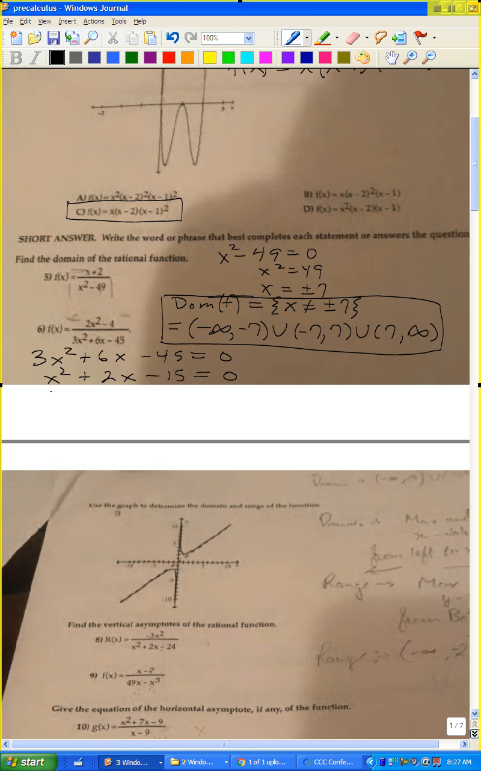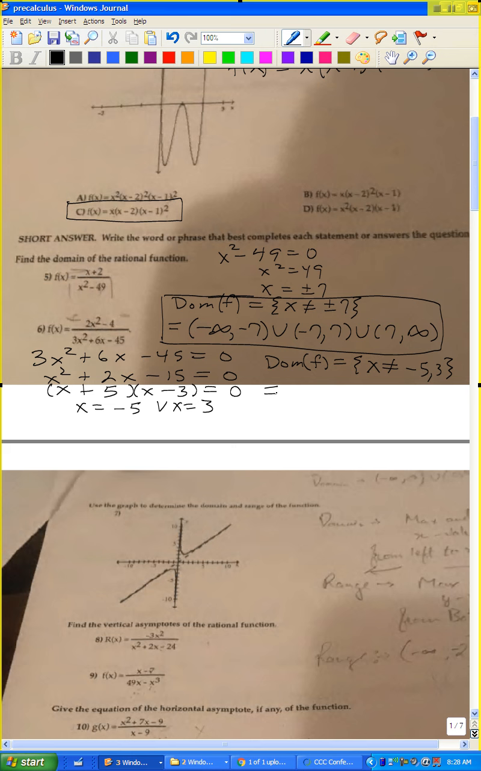So let me factor, bring down the plus, times minus is minus. I want two whole numbers whose product is 15 and the difference is 2. So 5 and 3. So I get x equals negative 5, x equals 3, setting these factors to 0. And so the domain of f is the set of all x's not equal to negative 5 nor equal to 3.